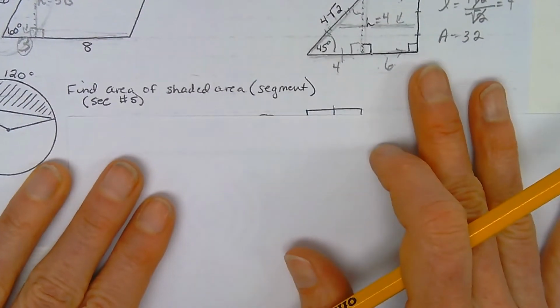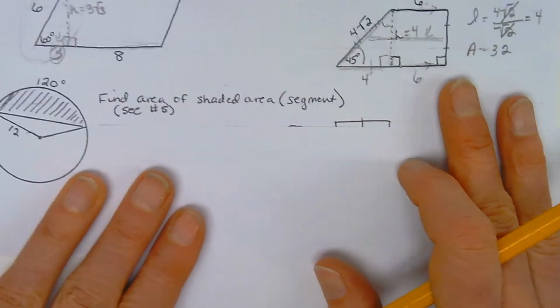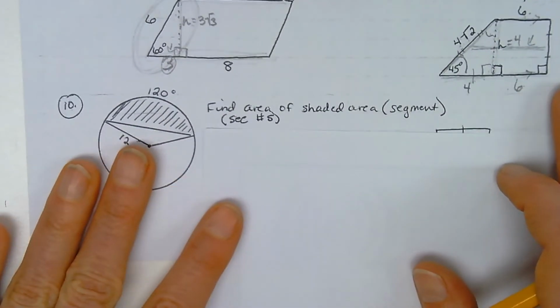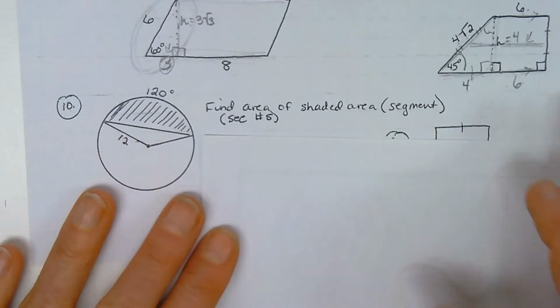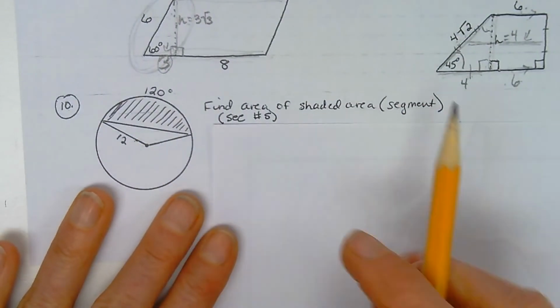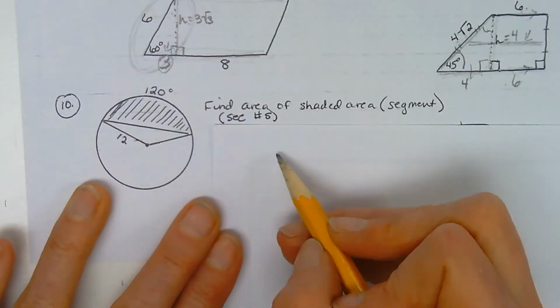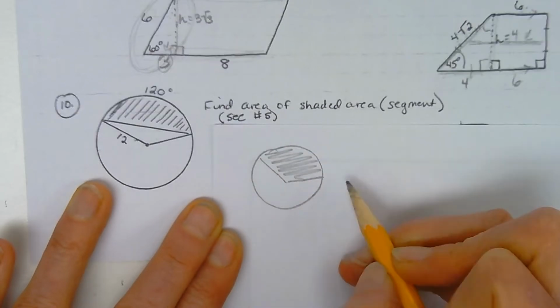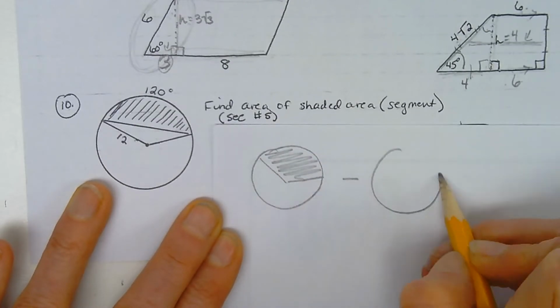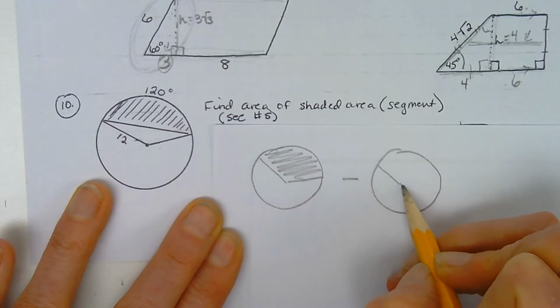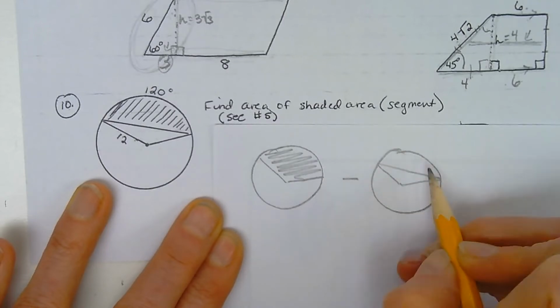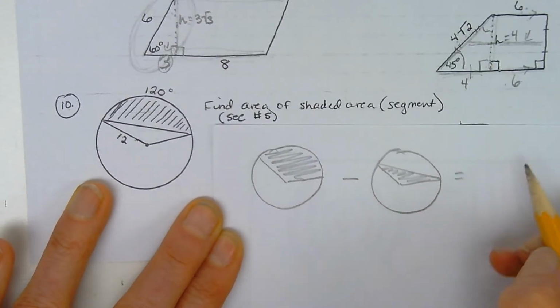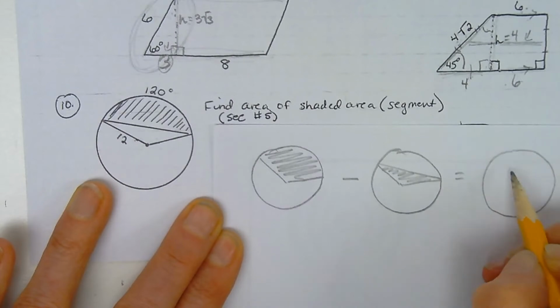We're going to find the area of the shaded segment. So in order to find the area of the shaded segment, we did one of these up above. We need to find the area of the sector first. Then we subtract from it the area of the triangle. And we're left with the area of the segment that we're asked for.